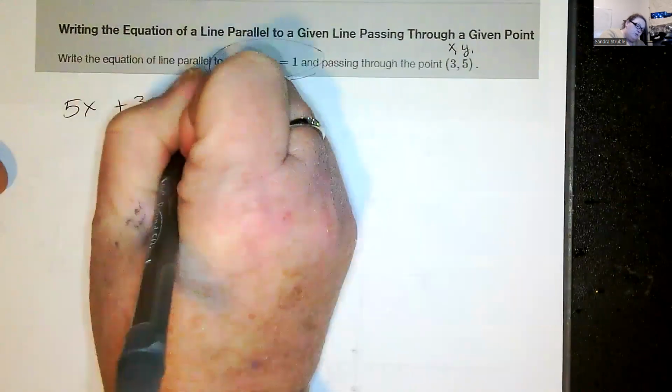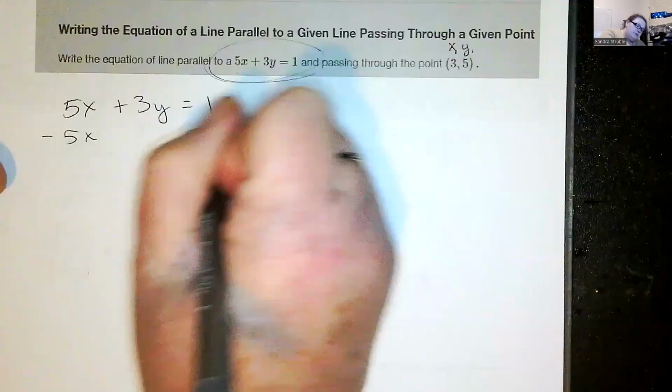So 5x plus 3y is equal to 1. Subtract 5x from both sides.